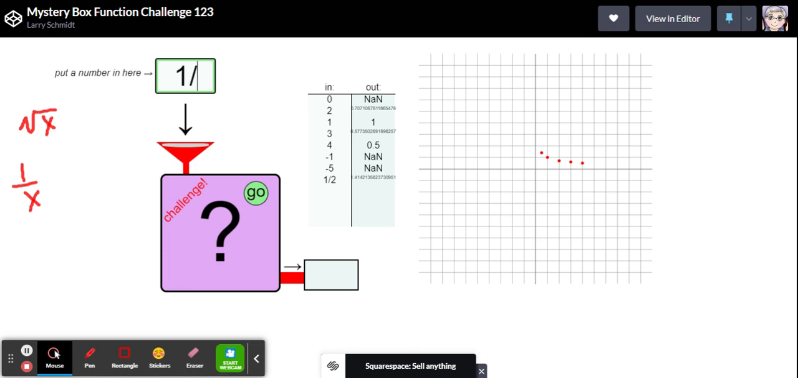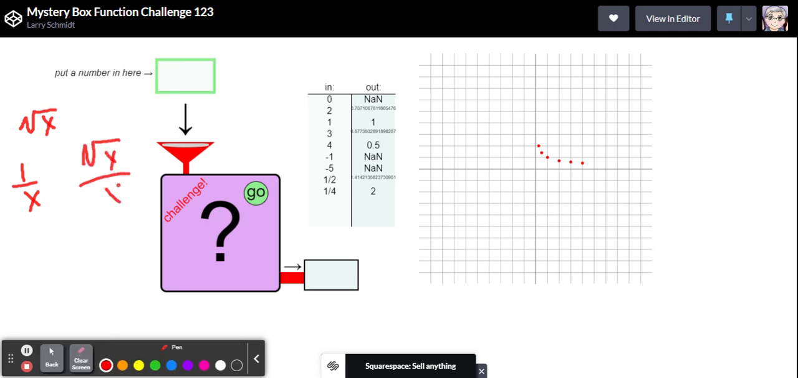Let's put in 1/4. And 1/4 gave us 2. So I think we do have some interesting combination of square root and 1 over x going on here. And let's see, what if we put the square root of x over x? So at 0, that would be 0 over 0. And I think that would give us a not a number. That's sort of this indeterminate form. And I think the computer would return that.